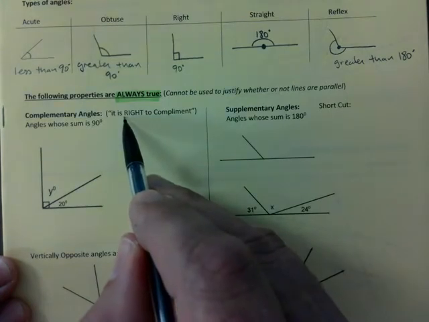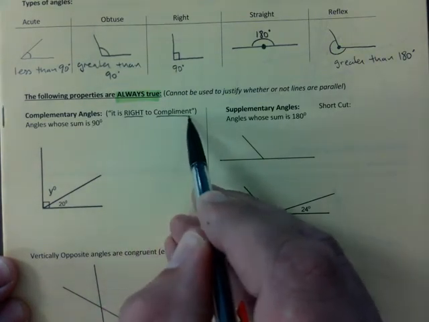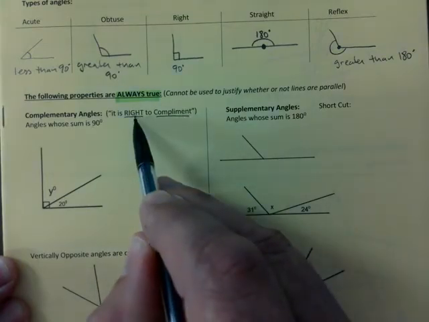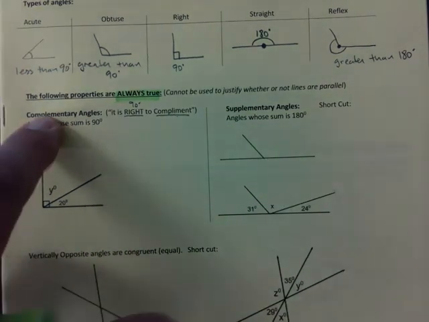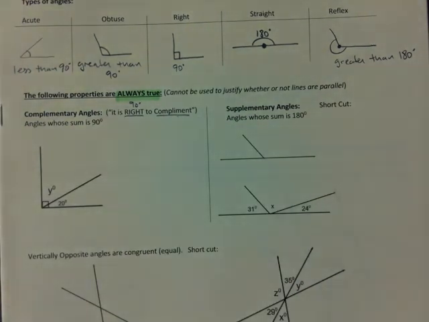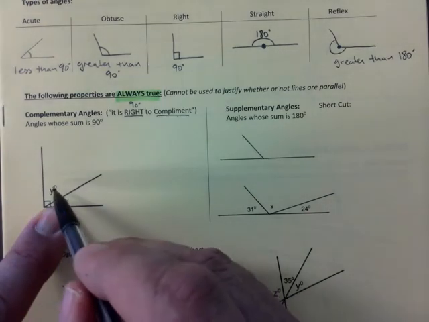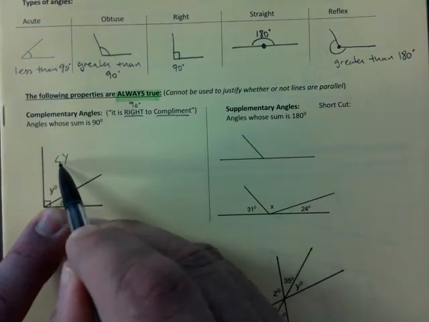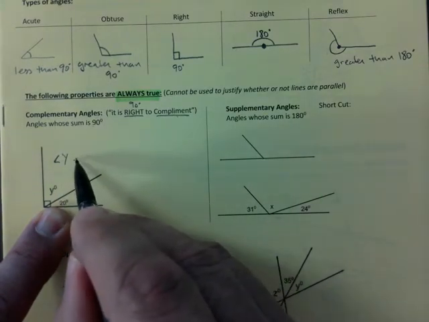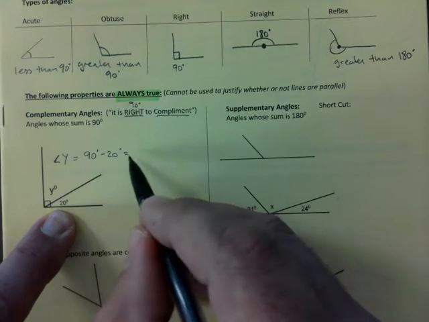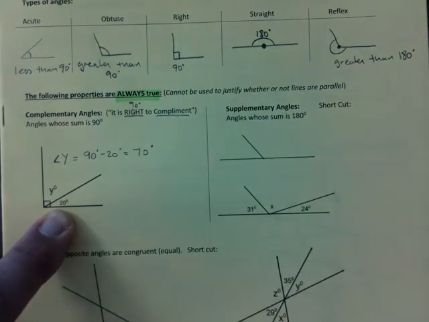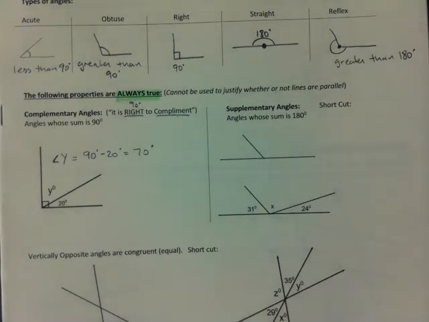A way to remember is it's right to complement someone. It's right, 90 degrees to complement. Sometimes students mix complementary and supplementary up, so that's a little way to remember. So if this is 20, then angle Y, we use the angle notation if at all possible, angle Y would be 90 degrees minus the 20. And so we have 70 degrees as the Y. And those two combined would be called complementary.